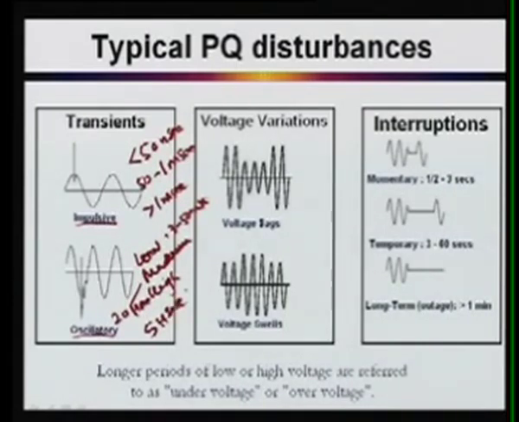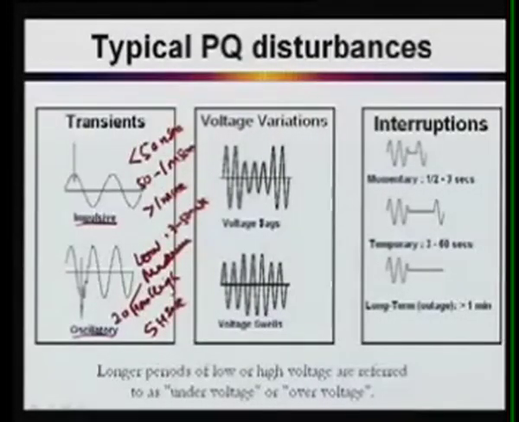So the transients can be categorized into different categories. As I said, it is impulsive or it may be oscillatory. The impulsive can be categorized into three: nanosecond impulsive, microsecond impulsive, and millisecond impulsive. Similarly, the oscillatory transient can be of three types: low frequency oscillatory transient, medium frequency, and high frequency oscillatory transient.